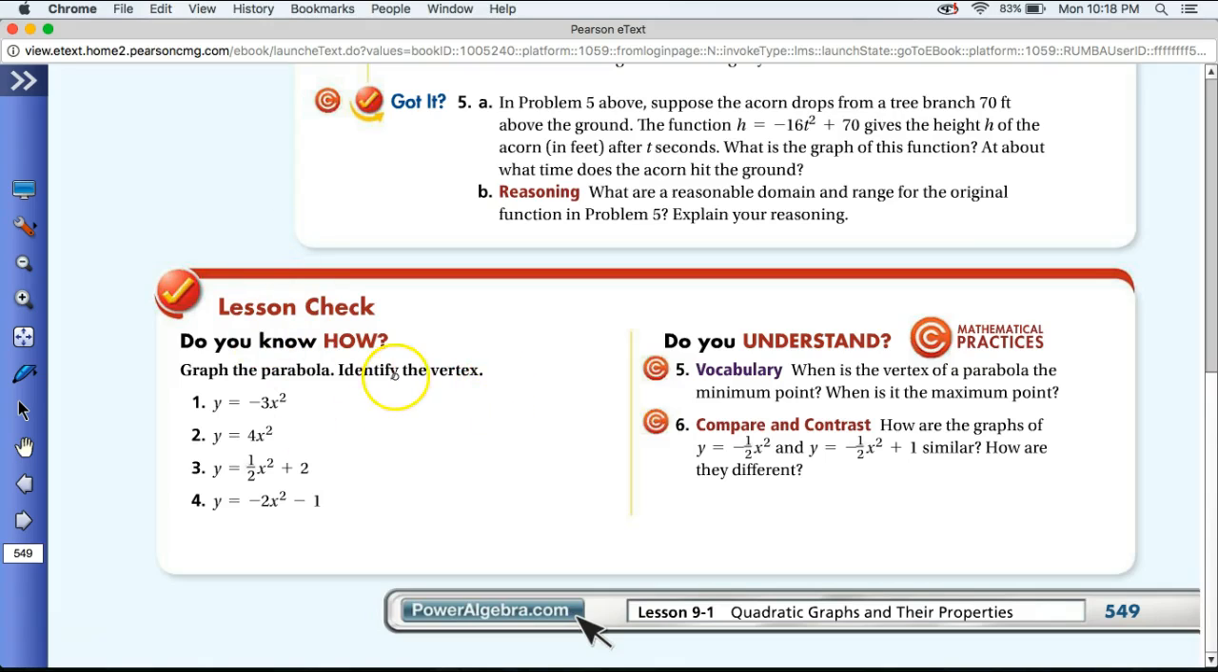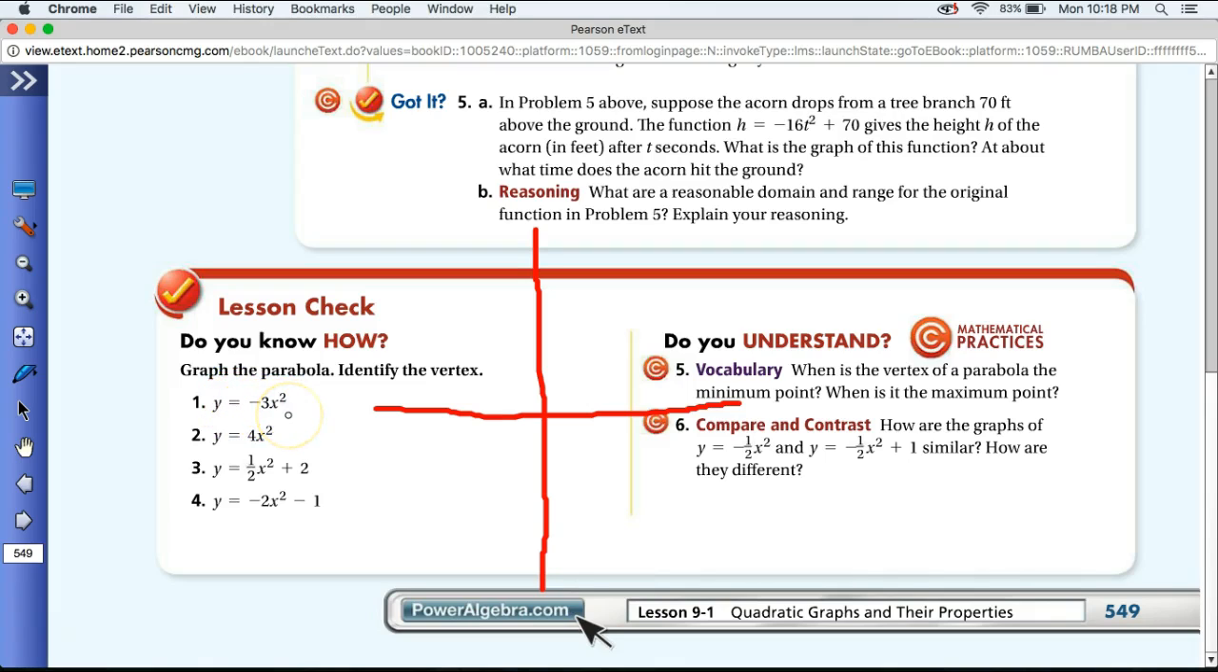I'm going to go ahead and sketch a grid and then we can start graphing these things. Graph the parabola, identify the vertex. Okay. So you're going to want a table of values for each of these. Y equals negative 3x squared.